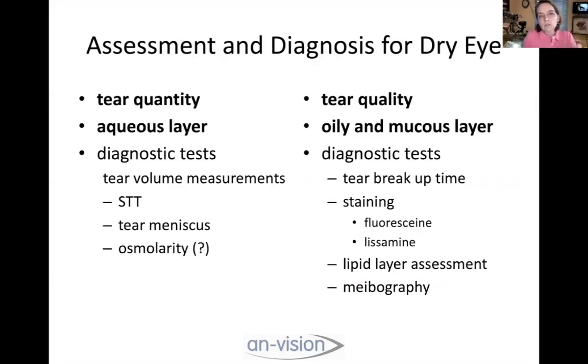So what can we do if we want to look at tear quantity? When we look at the aqueous layer, what diagnostic tests apply? What did we do in the past when we thought that the dog would have KCS? We would do a Schirmer tear test.